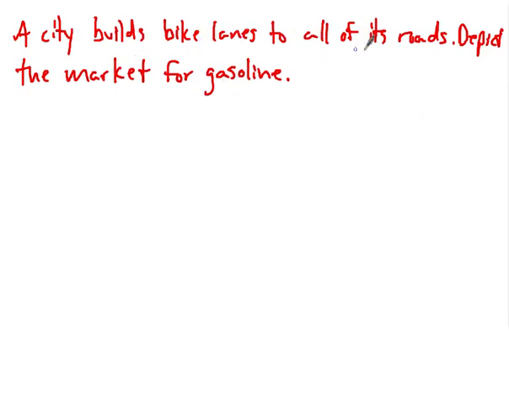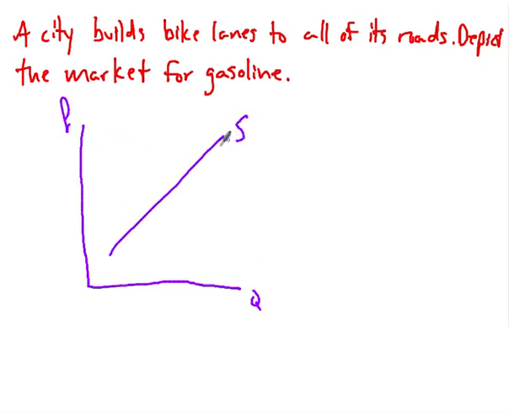A city builds bike lanes on all of its roads. Pick the market for gasoline. All right. So go ahead and pause it and see if you can work this out. Okay. Let's go ahead and draw our supply and demand. We are going to assume that if the bike lanes get built, and this is an assumption that we would state if we were taking a test or something, that more people are going to ride their bikes to work, and fewer people are going to be driving.